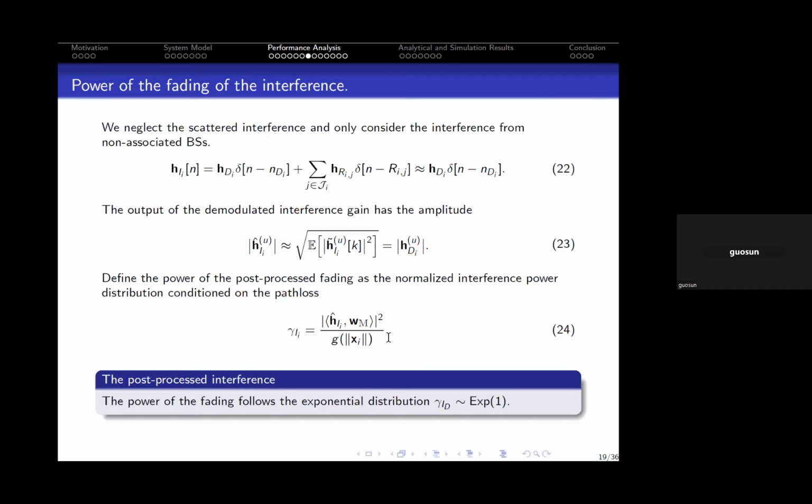Then is the maximal ratio combining for the fading of the interference. For the fading of the interference, since the RISs in the other cells would not do beamforming towards the typical user, and the scattering effect from the other cells would be trivial, we neglect this part and only consider the main tap from the other base station. Then this is a result from the OFDM demodulation.